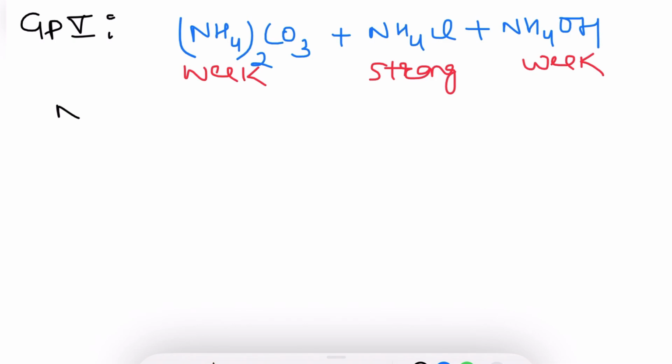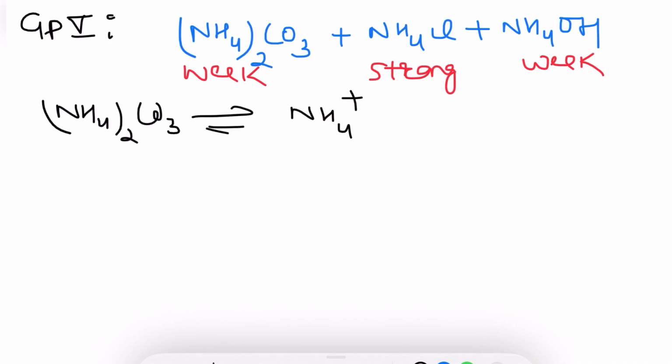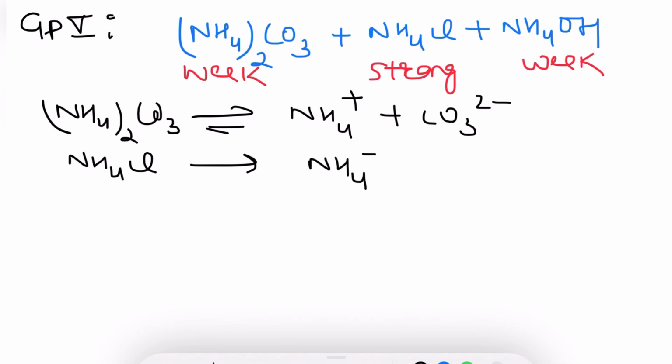So ammonium carbonate produces ammonium ion and carbonate ion, whereas ammonium chloride, as it is a strong electrolyte, produces ammonium and chloride ion. So we have a common ion, ammonium, here.